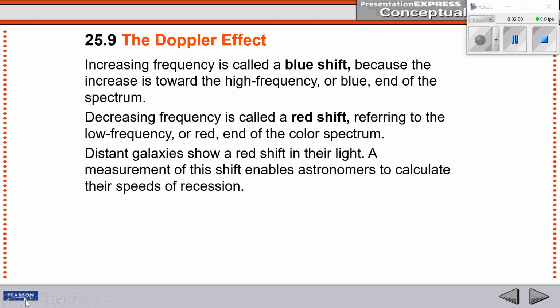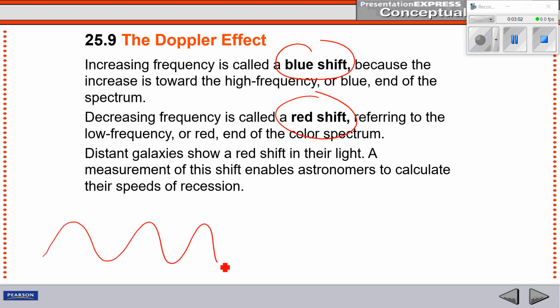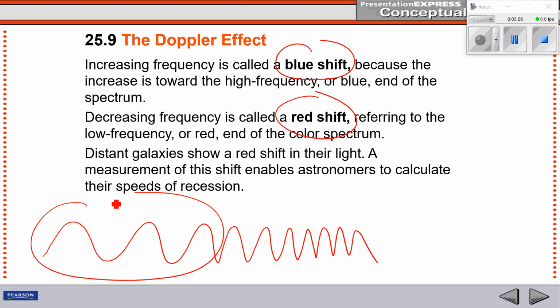A few things to note is that this also works for light. Light itself will be shifted, so blue and red shift. In our electromagnetic spectrum of light, at this end of the spectrum here, you have your red, and then you have orange, yellow, green, blue, indigo, violet. That's my Roy G. Biv in the very simple electromagnetic spectrum.